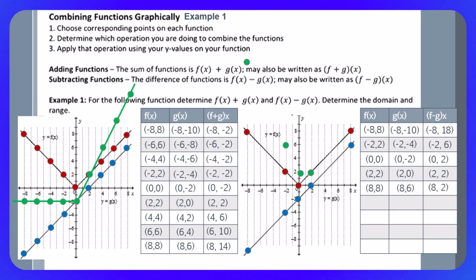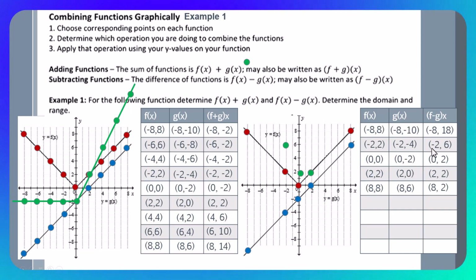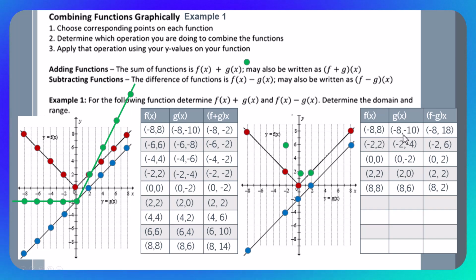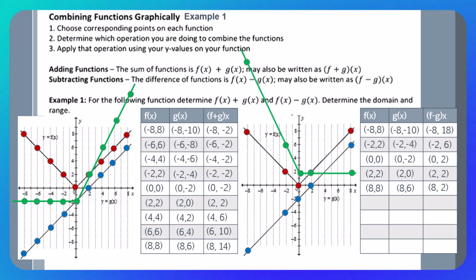I'm sorry, I'm subtracting. I need to remember that I'm subtracting. So 8 take away 6 is 2. Let me double check. 2 take away 0 is 2. 0 take away -2 is 2. 2 take away -4 is 6. And 8 take away -10 is 18. All right, let's connect the dots. And this is what this graph looks like.